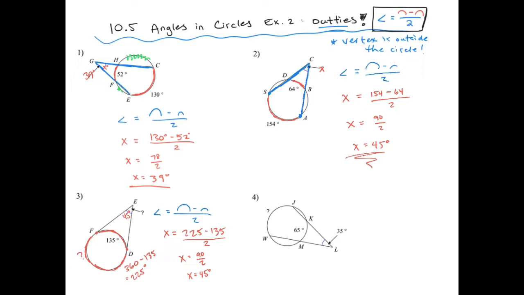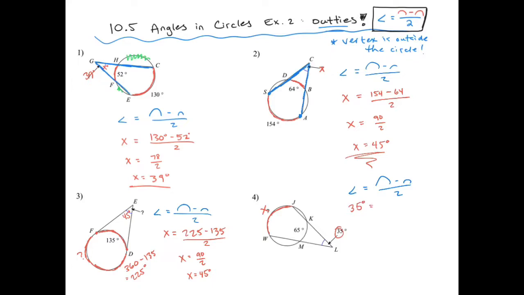Cool, with number 4, stuff changes a little bit, just a little bit. In number 4, I'm still using the same rule because it's an outie. The angle is equal to the big arc minus the little arc over 2. But the difference is, that big arc is the piece that I'm missing. That's the unknown. So when I go to fill in my blanks, I know that my angle is 35 degrees.